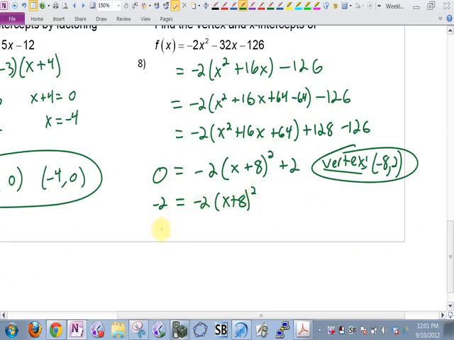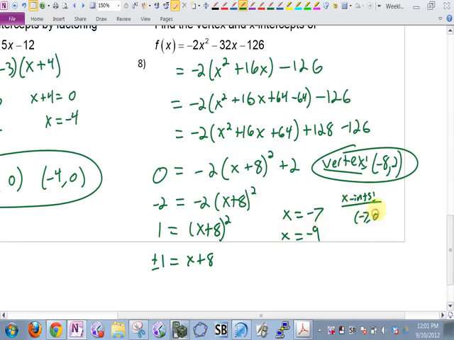Subtract the 2. Divide both sides by negative 2. That gives me a positive 1 equals x plus 8 squared. I can square root both sides. I get plus or minus 1 equals x plus 8. So positive 1 minus 8 is negative 7. Negative 1 minus 8 is negative 9. So my x-intercepts are negative 7, 0 and negative 9, 0.